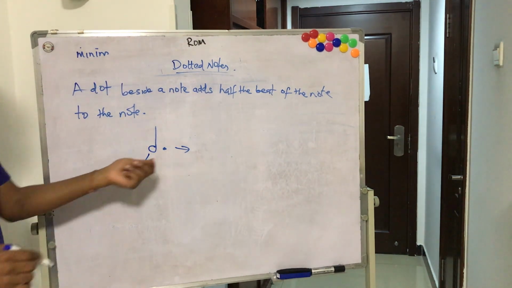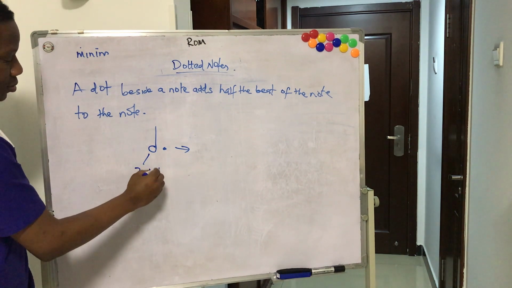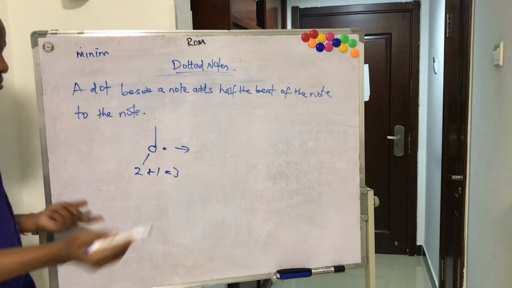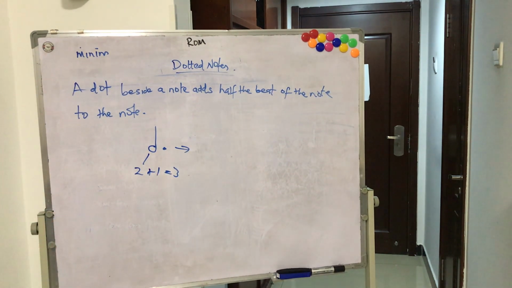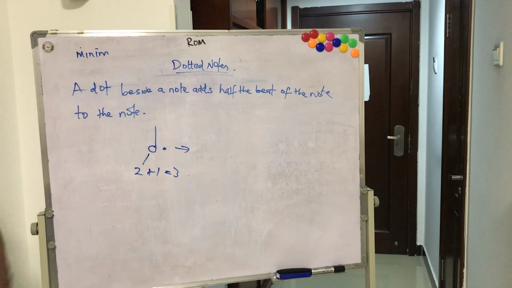Half of 2 is 1. So it adds half. Now read the definition again: a dotted note. A dot beside a note adds half the beat of the note to the note.